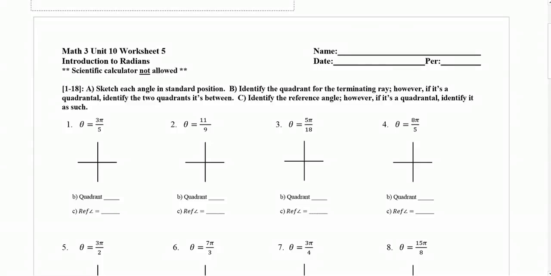This is Math 3, Unit 10, Worksheet 5, and I'm going to go over a few of the problems. Number 1 through 18, we're asked to sketch each angle in standard position, identify the quadrant for the terminating ray. However, if it's a quadrantal, identify the two quadrants it's between, and C, identify the reference angle. However, if it's quadrantal, identify it as such.